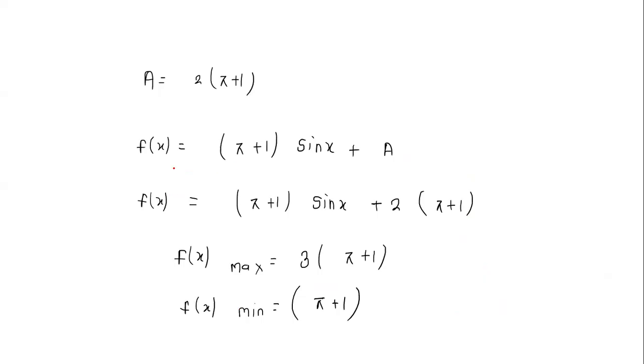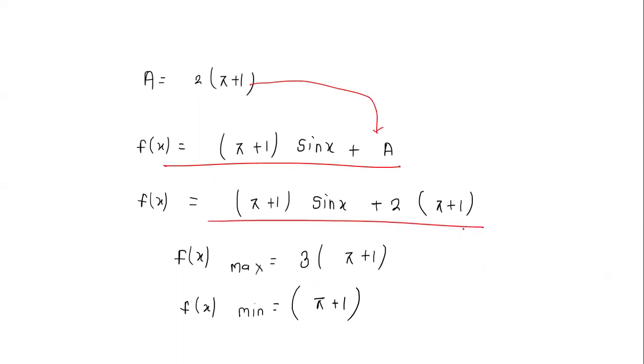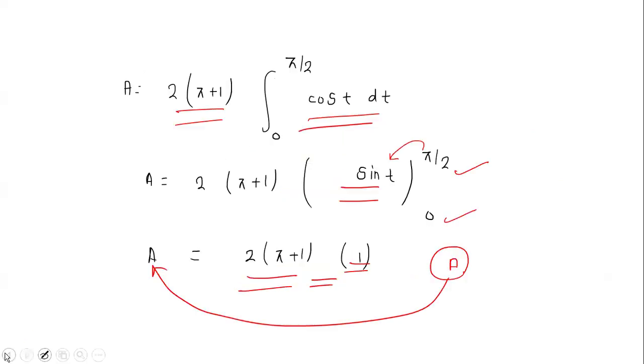So we have found a number which is 2 times pi plus 1. Initially we have this function, so we can replace a by this number. So now we have f of x is pi plus 1 times sin x plus 2 times pi plus 1. Now we have to find the maximum value of the function. So the maximum value of the function will come when sin x has its maximum value. So sin x maximum value is equal to 1. So the maximum value is 3 times pi plus 1.